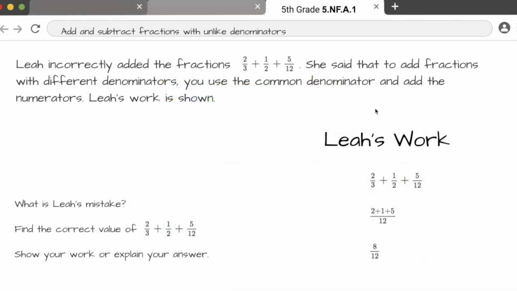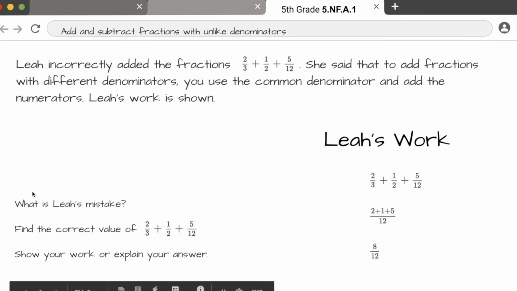All right, so here's our problem today. We're just going to take a moment to read it, and then we'll talk about the work that we need to do. Leah incorrectly added the fractions 2/3, 1/2, and 5/12. She said that to add fractions with different denominators, you use the common denominator and add the numerators. Here's Leah's work. She has 2/3 plus 1/2 plus 5/12, and she found a common denominator, added the numerators, and came to the conclusion that the answer, or the sum, was 8/12.